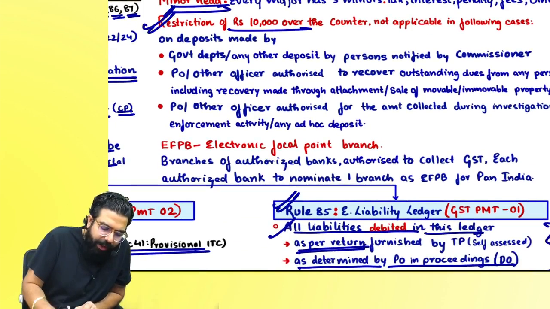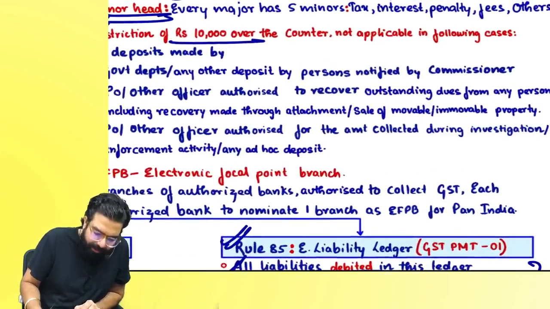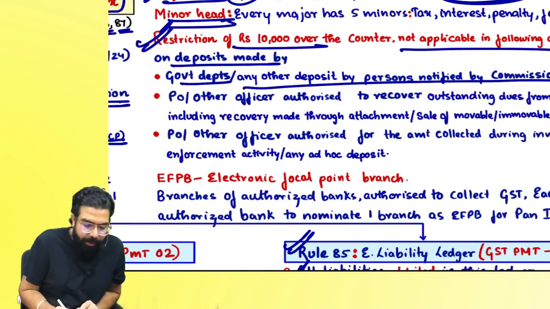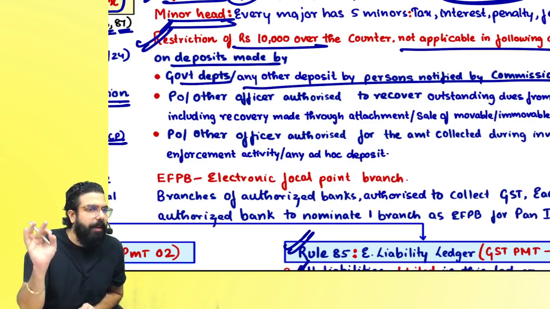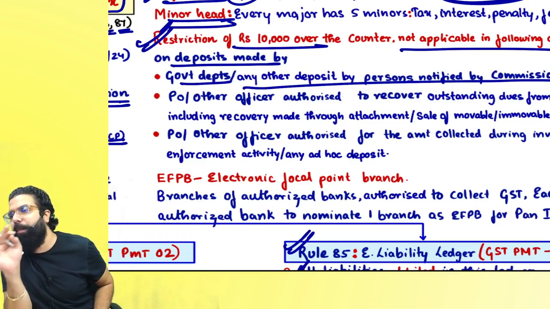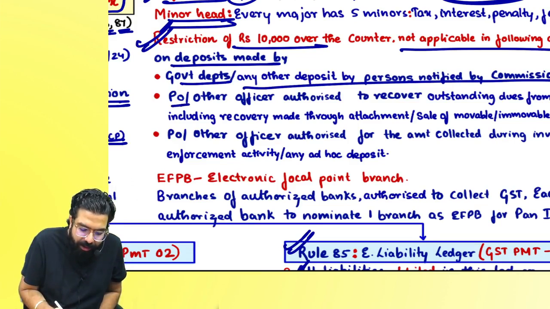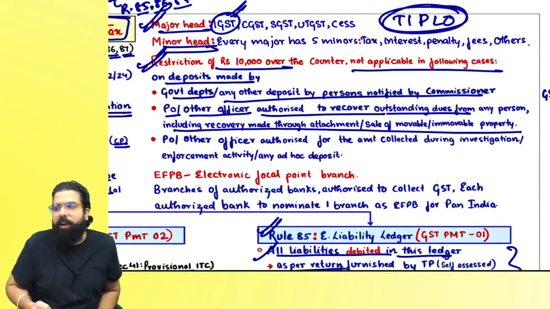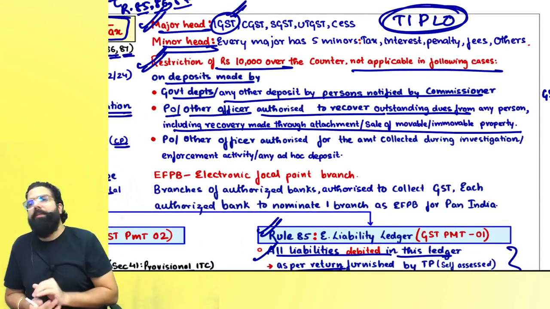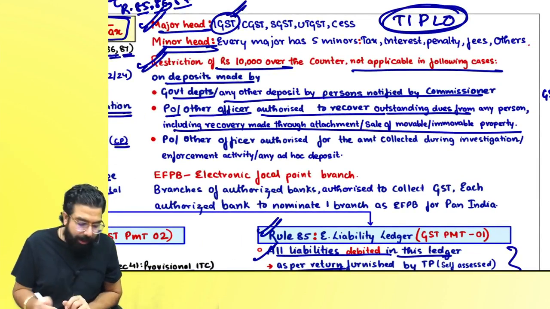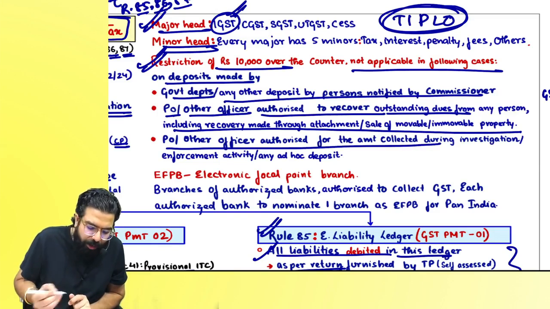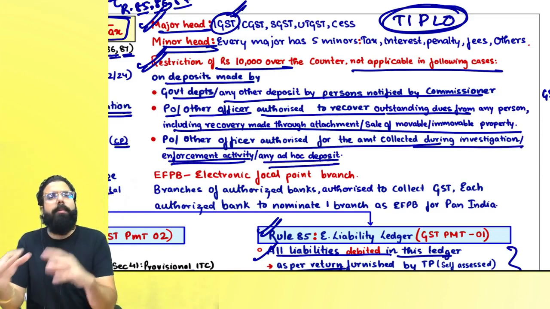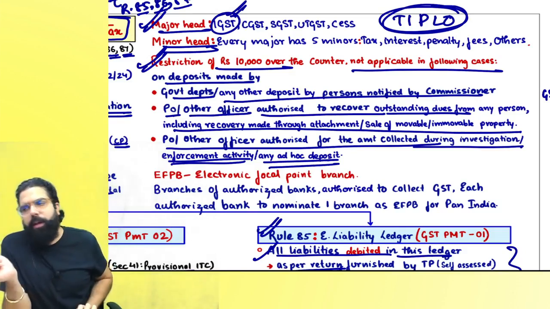Sir, this 10,000 restriction on payment over the counter, is it not applicable in some cases? Yes, it is not applicable on deposits made by a government department, or by a person notified by the commissioner. If a proper officer or any other authorized officer recovers outstanding dues from a person, including recovery through attachment and sale of movable or immovable property, whatever amount is recovered, even if more than 10,000, can be deposited in cash. Likewise, amounts collected during investigation, enforcement activity, or any other ad hoc amount can also be deposited in cash, even if more than 10,000.